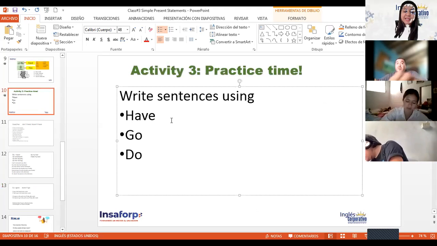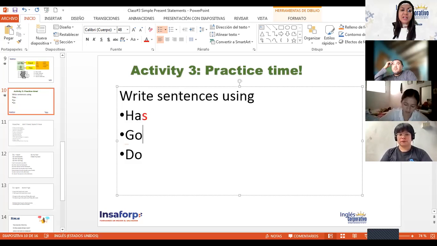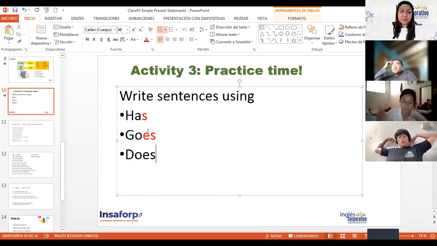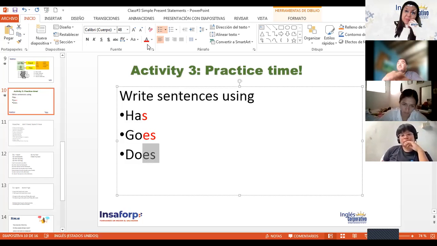Este verbo, para hacerlo a tercera persona, no le vamos a poner la S, sino que es has, cambia, ¿verdad? The have cambia a has. Go, para hacerlo a tercera persona, le agregamos es. And the same happens with do. Para hacer la tercera persona, does. Third person affirmative. Good.